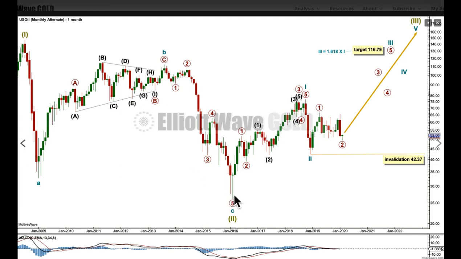If this is the end of the bear market for oil down here, and this is the start of a new bull market, which we really can't tell until we get new swing highs above back up here or even here, and then we would get price confirmation. But until then, this is a possible roadmap for a future bull market for oil.